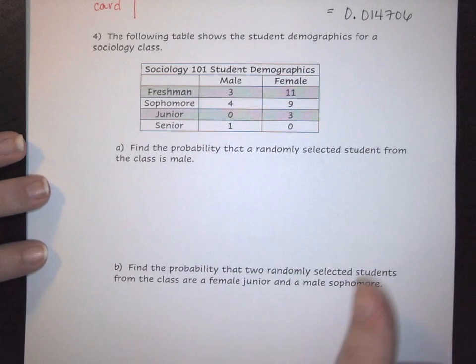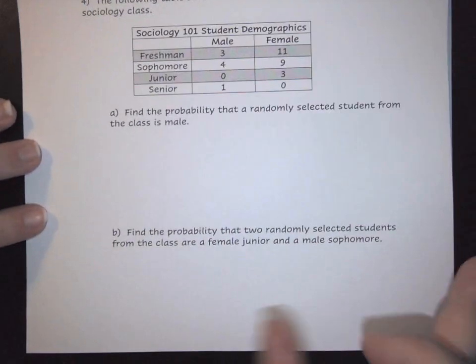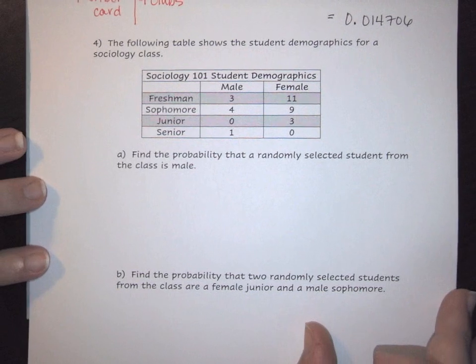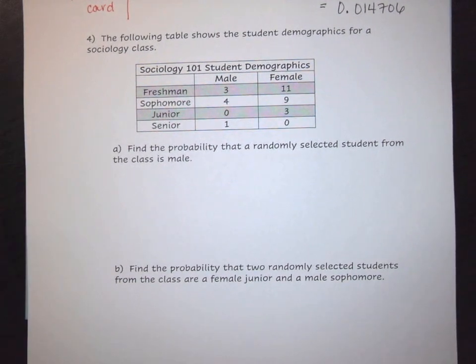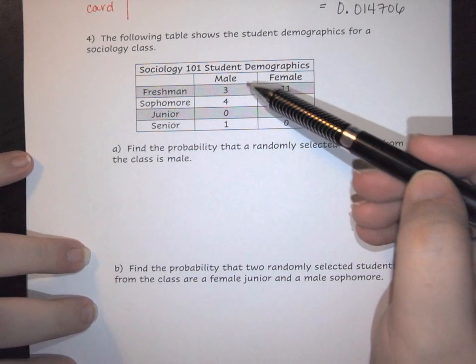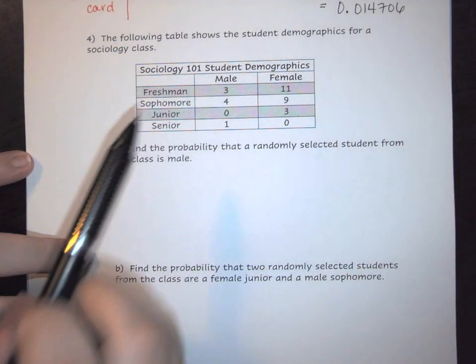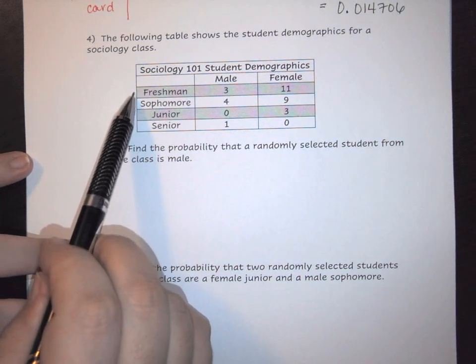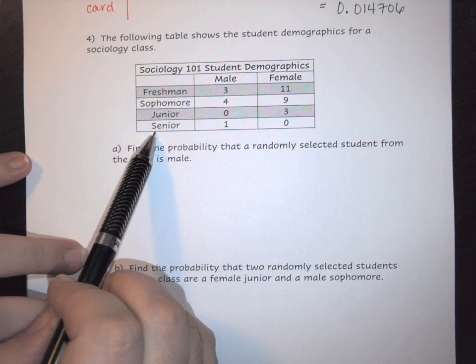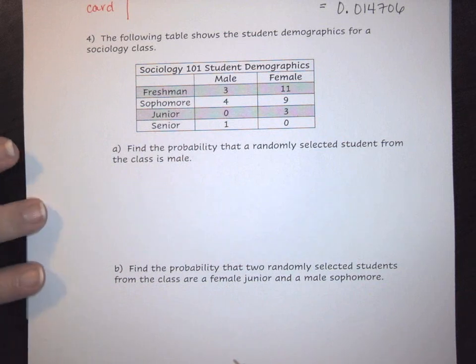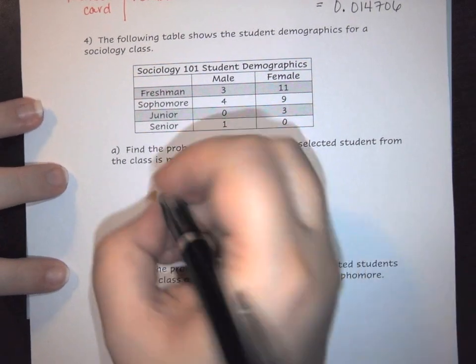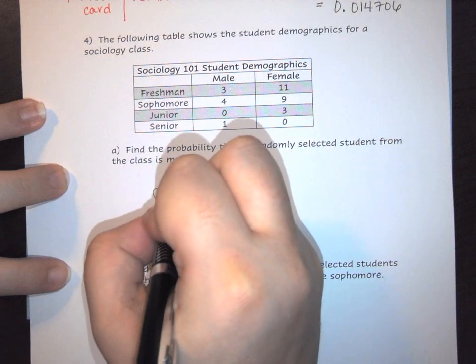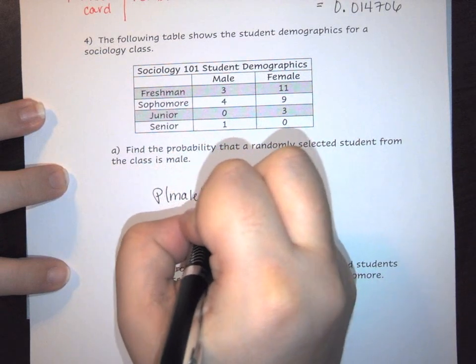Now we can also view these probabilities in the form of tables. So the following tables show student demographics for a sociology club or class. Here we have males and females, and then we have different grade levels, freshman up to senior. First and foremost, we want to find the probability that a randomly selected student from the class is male. So we're looking at the probability of getting a male student.